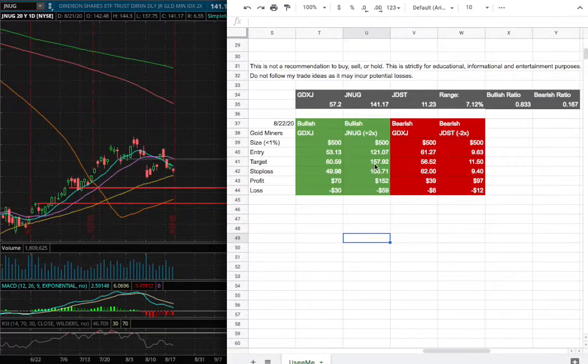As for my sell target, that will be $157.92. That coincides with the 18-day moving average, this purple line. That will be my sell target. And as for my stop loss, that will be $106.71. That is the range right there.